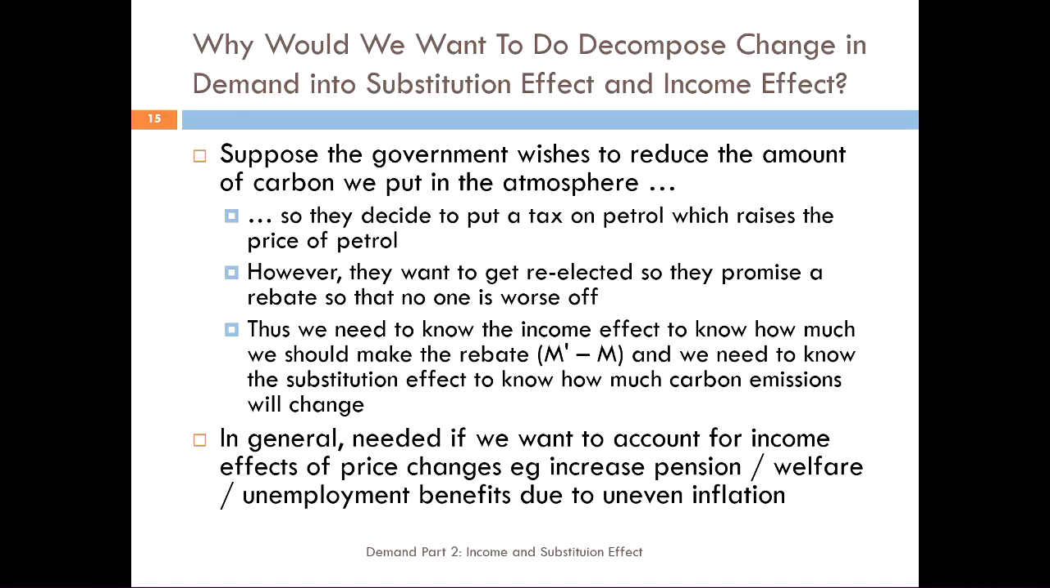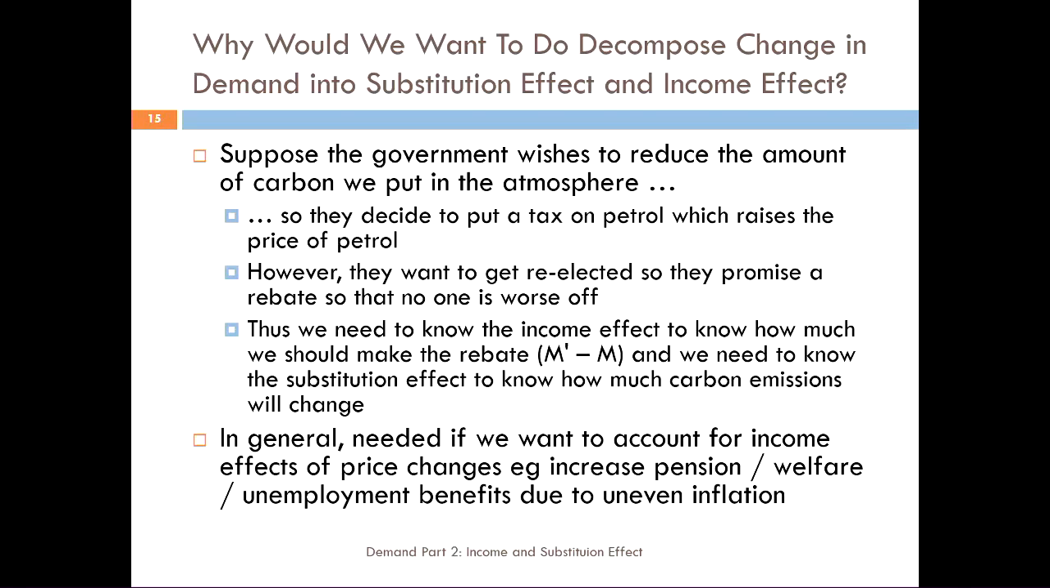So, for example, suppose we wanted to reduce the levels of pollution. We know that petrol causes pollution, so we want to reduce the level of consumption of petrol. So we would say, okay, let's raise the price of petrol. Now, petrol is not a Giffen good, so if we raise the price of petrol, we're going to lower the quantity demanded, right? Downward sloping demand curve, right?